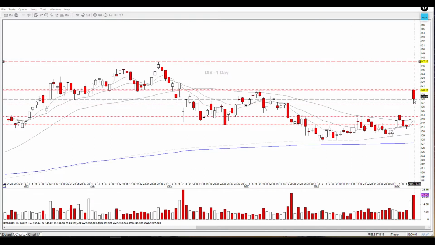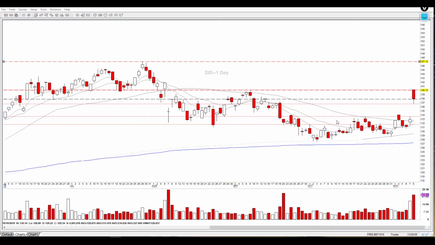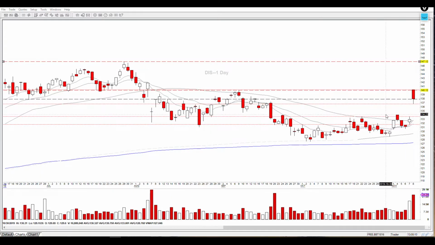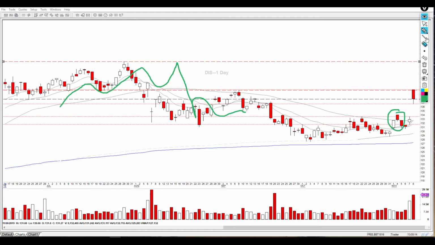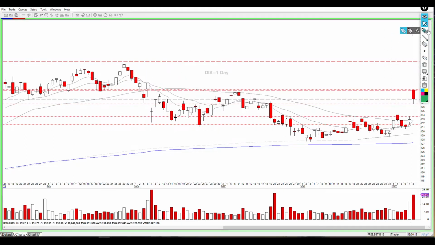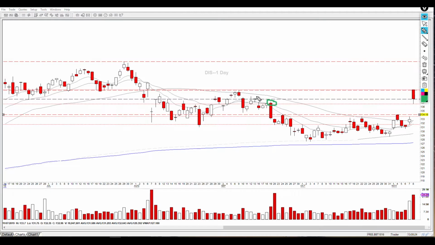Let's say Disney opens up in the morning and it just starts selling off. If it starts selling off, where can we find support? So an obvious area we can find support, it's going to be on this candle right here. So what I'm going to do is I'm going to mark a line across this candle, top of this guy.